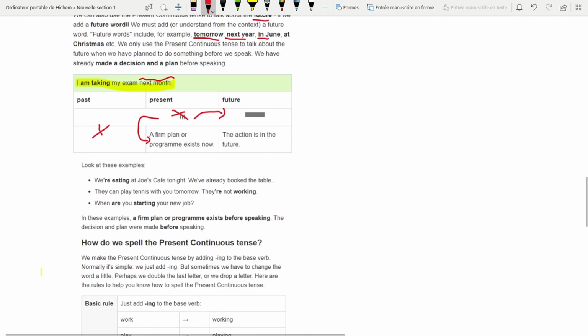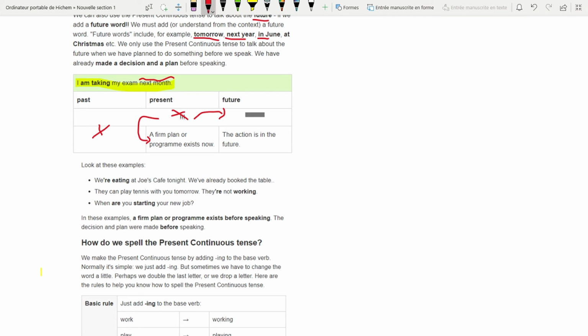We have other examples if you want, such as we are eating at Joe's Cafe tonight. Tonight indicates the future. It's not now, it's tonight. We've already booked the table. So it is all understandable from the context, usually, especially if you have a long paragraph or a long sentence. There are some hints that you can take from the sentence itself in order to understand that we are actually speaking about something that will happen in the future and it is not happening right now, right?